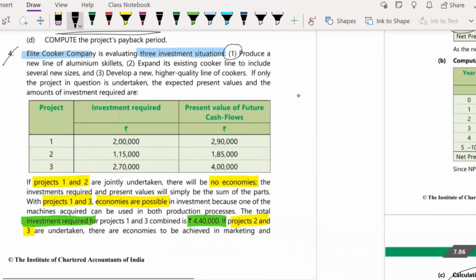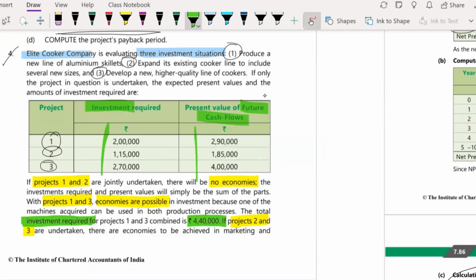So here they are telling that there are 3 projects, Project 1, Project 2, Project 3, which the company is thinking of investing in. The investment required for each project is given here, and the future cash flows of all the 3 projects are given here. For project 1, the cash outflow will be 2 lakh and the cash inflow will be 2,90,000. This is the present value, as on today. So that is what you have understood.